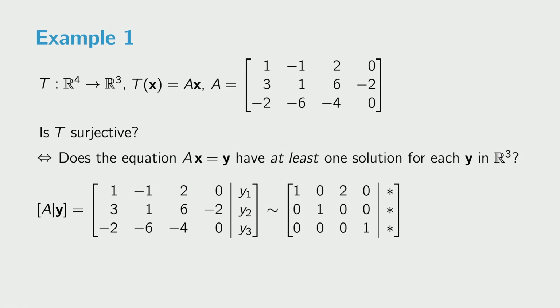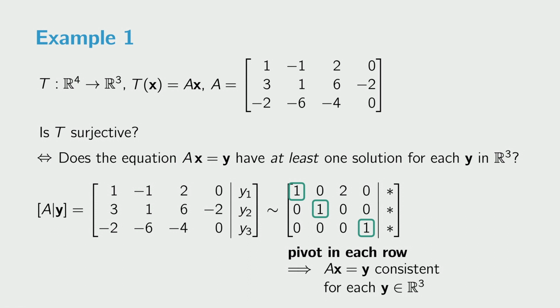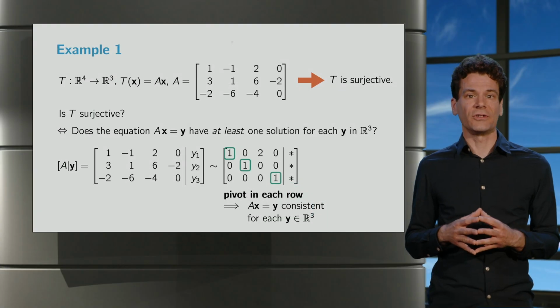What is important is that matrix A has a pivot position in each row. This means that the equation Ax equals y is consistent no matter how you choose vector y. That is, the equation has a solution for any choice of vector y. So we find that T is surjective. Let's look at a slightly different example.